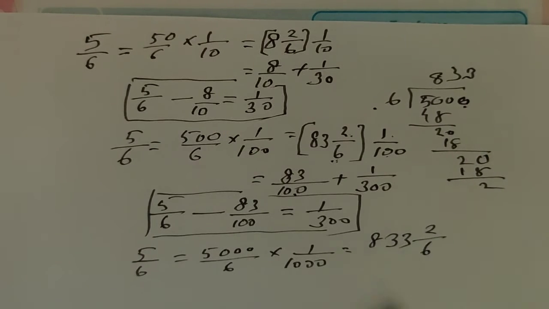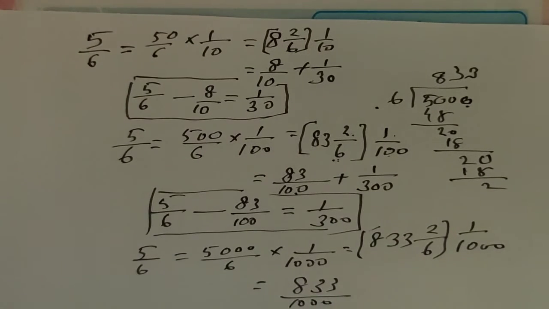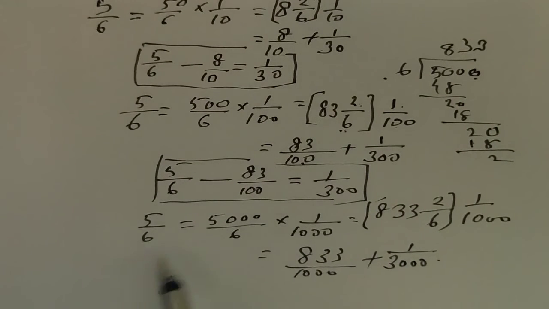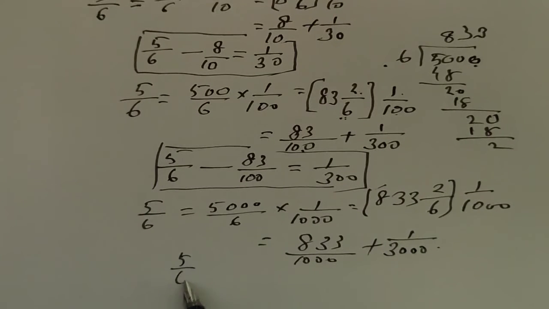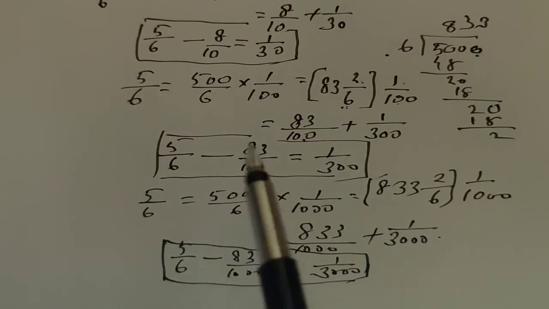833 2 by 6 into 1 by what? 1000. And that you get 833 by 1000 plus, and 2 by 6 is 1 by 3. 1 by 3 into 1 by 1000 is what? 1 by 3000. And now another equation, that is 5 by 6 minus 833 by 1000 is equal to 1 by 3000. Another equation here.